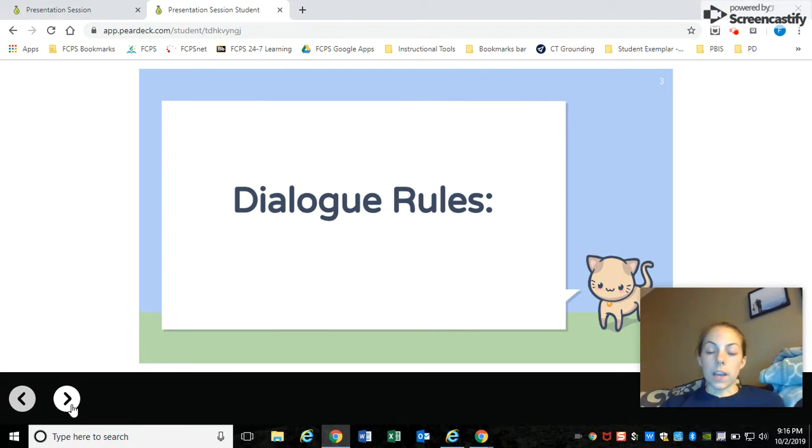So now that we know what dialogue is, let's talk about some of the rules, because there are very specific rules that we have to follow when we are adding dialogue into our own writing that are also helpful to notice when we're looking at an author's piece of writing. So again, I want to point out these arrows. You get to click back and forth to these as many times as you need to.